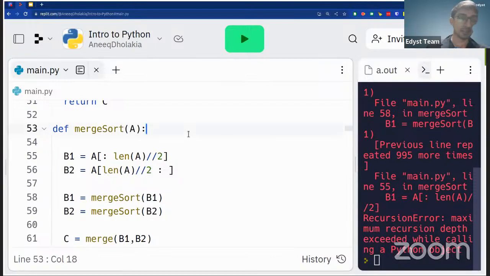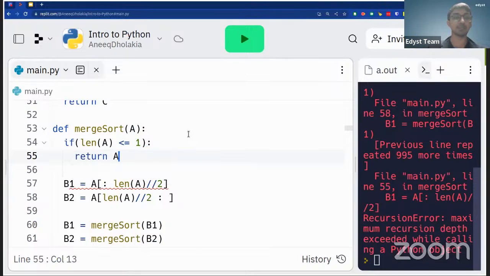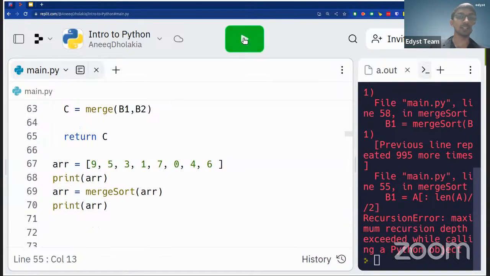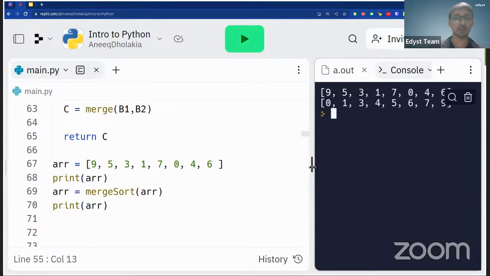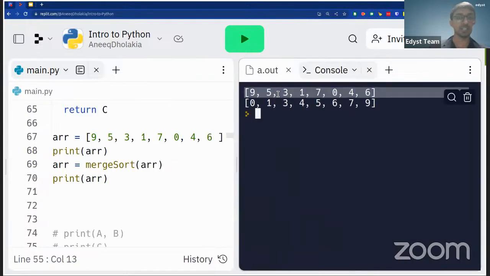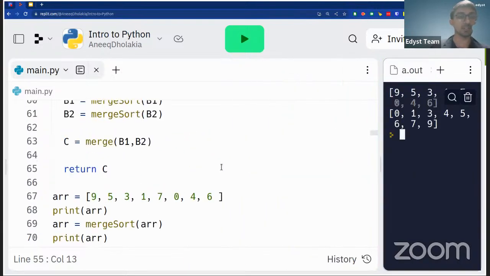Very good. If len of A is equal to 1, I'll just make it, let's say, less than or equal to 1. Even if it's an empty array, I just return A. Okay. So this way we can stop the recursion. And this is what you get. This is the initial array and this is the sorted array. Okay. Do write down the merge sort.